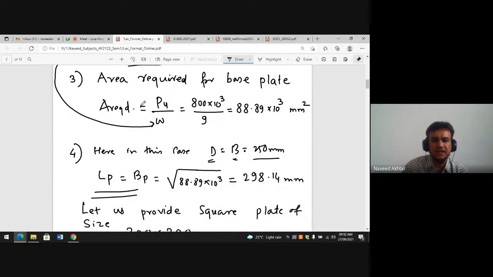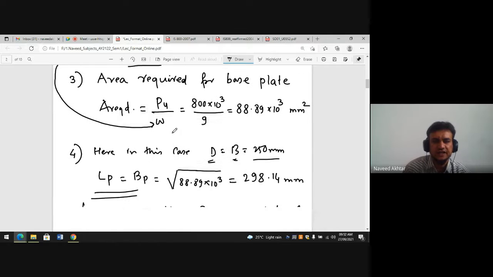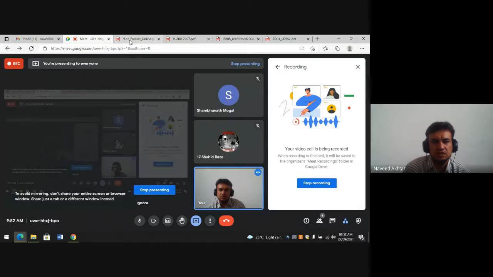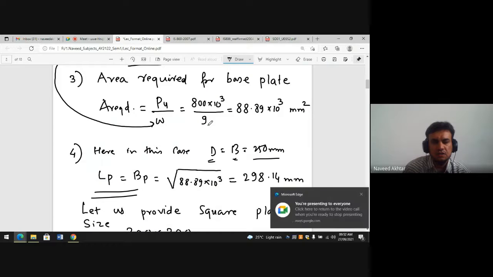Then you find out the area required: load upon the intensity of this bearing strength of your concrete. From that you can find out the area required.